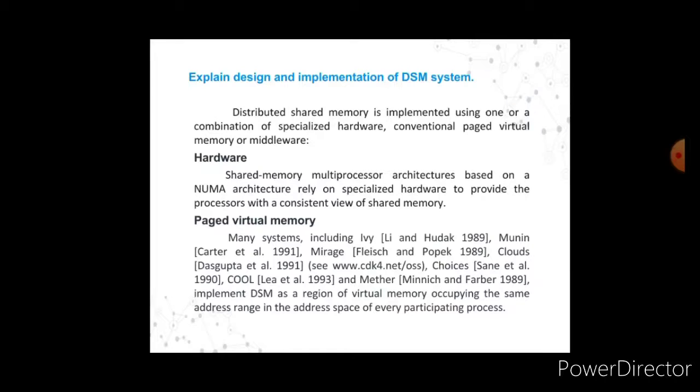And the next combination is paged virtual memory. In DSM, processes share data transparently across node boundaries. Data faulting, location, and movement are handled by the underlying system. Among other things, this allows parallel programs designed for shared memory to execute transparently on a loosely coupled distributed system.